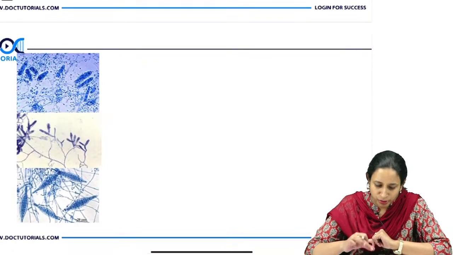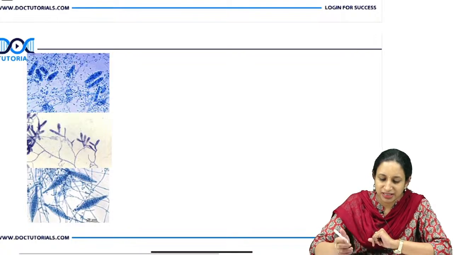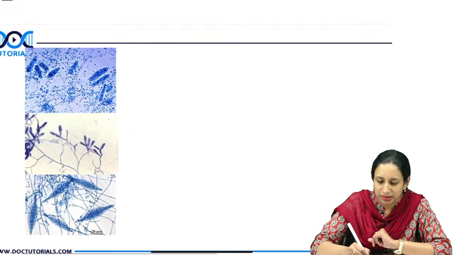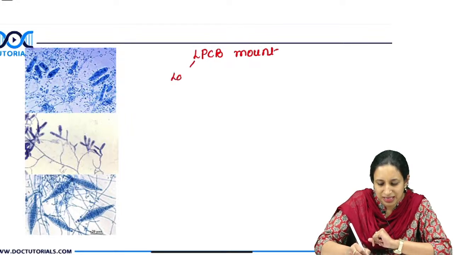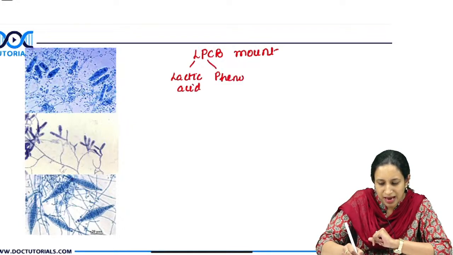To the next important image, can you identify the type of staining that you see here? So what is this particular mount called? It is called an LPCB mount, where L stands for lactic acid, P stands for phenol, and the dye is cotton blue.